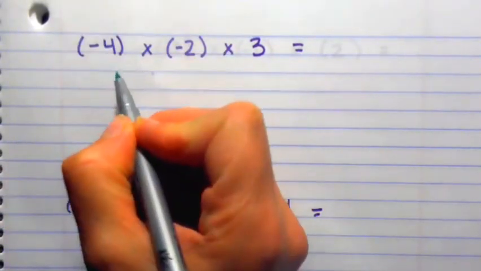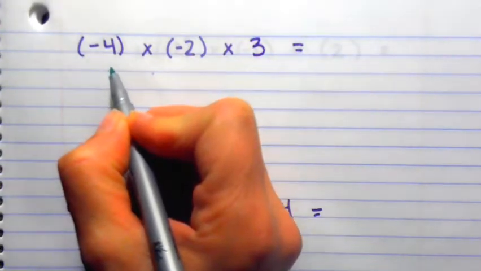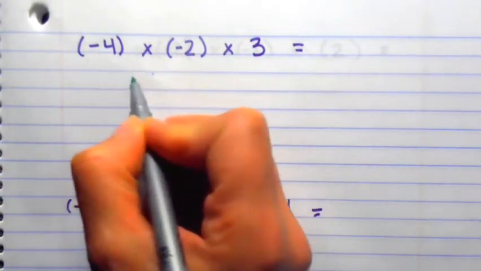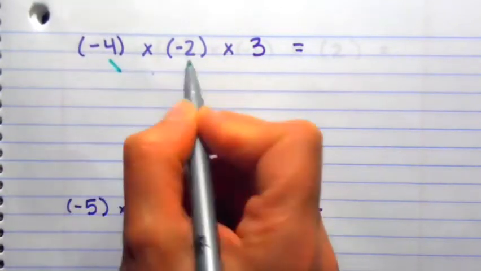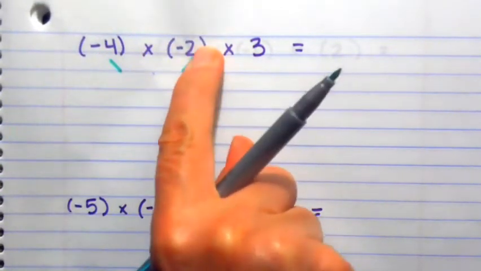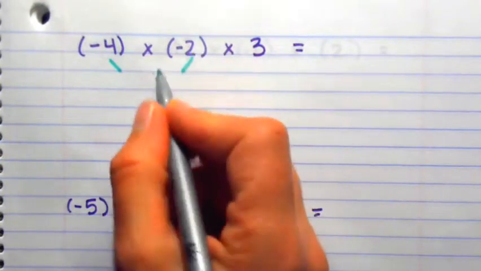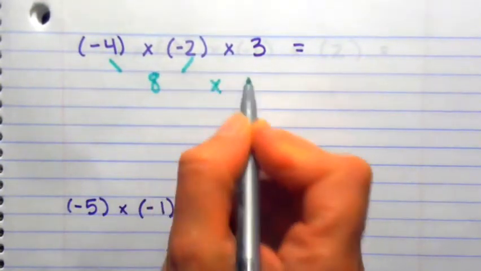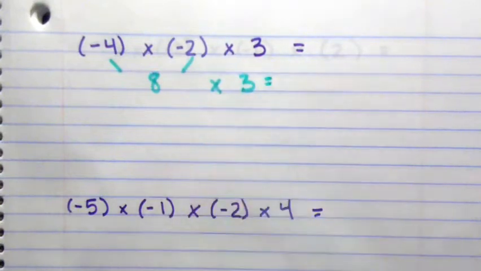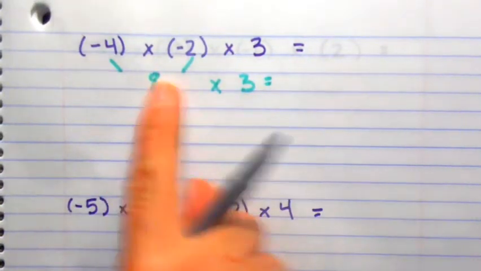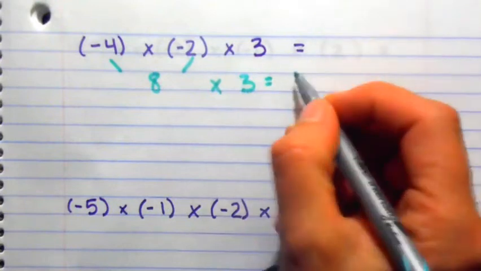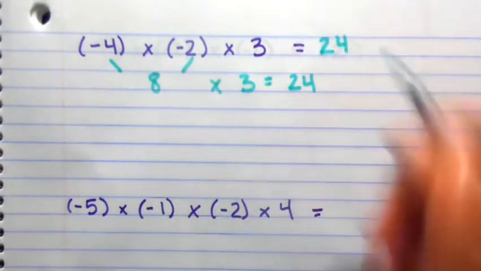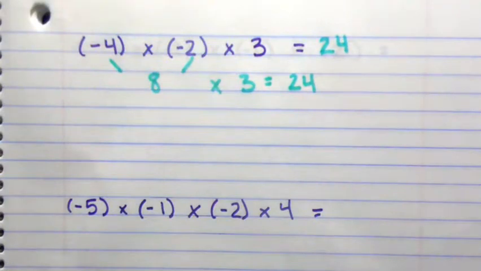So the first thing I do, just like we did when we were adding the integers, is I just deal with the first two. I do -4 times -2. And I see that their signs are the same. So I know my answer is going to be positive. And then I drop down the rest. +8 times +3, that's 24. So I know my final answer is 24.